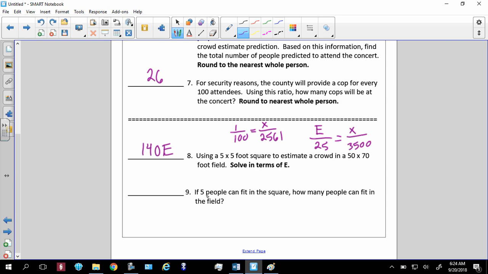All right, now if 5 people can fit in the square, again, most folks are getting that. Take 5, plug it in for E. Your answer ends up being 700.